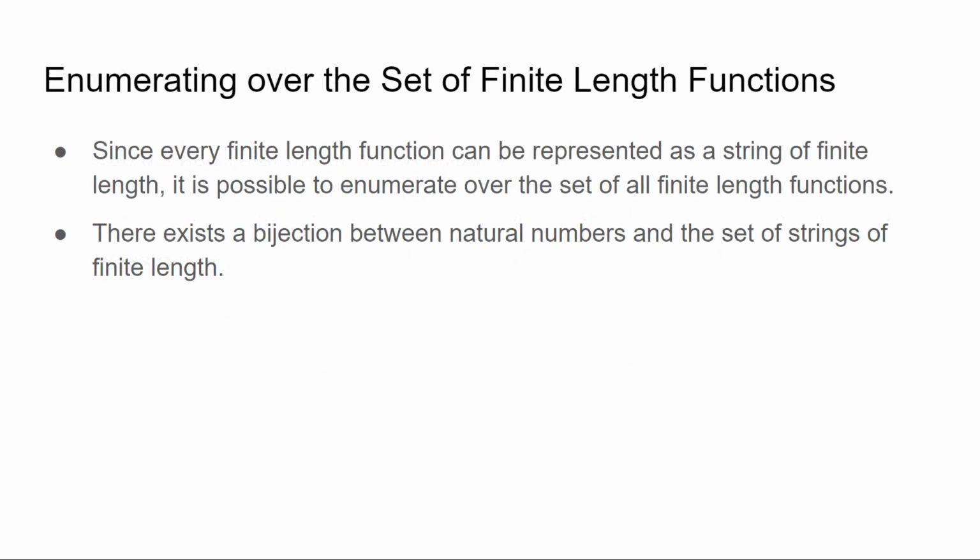The proof for Gödel's first theorem also relies upon being able to enumerate through the set of functions. This is in fact possible for the set of finite length functions. So think about the bijection between natural numbers and the set of strings of finite length that we have done in class before. And suppose that set of strings describe a function or a procedure or even a computer program. This makes being able to enumerate over the set of finite length functions possible.